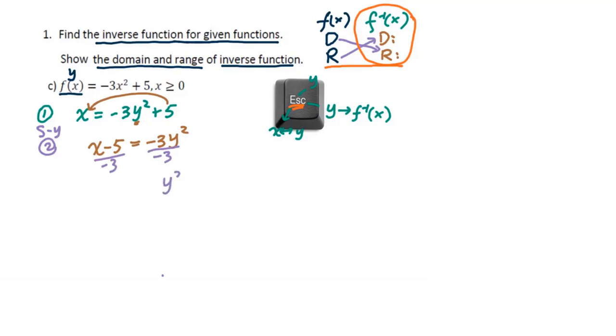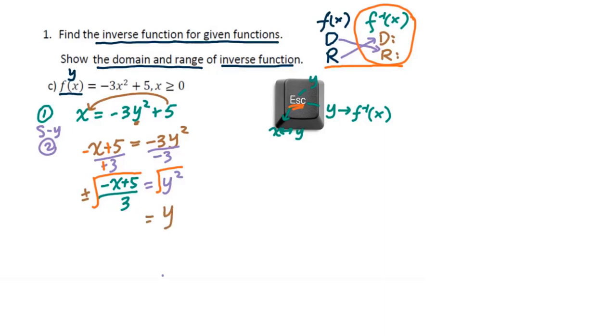You get y squared equals, remember, a negative sign cannot be in the denominator, so we change the sign for every term in this fraction. We got negative x plus 5 over 3. Then we do the square root of both sides. Don't forget the plus or minus here.